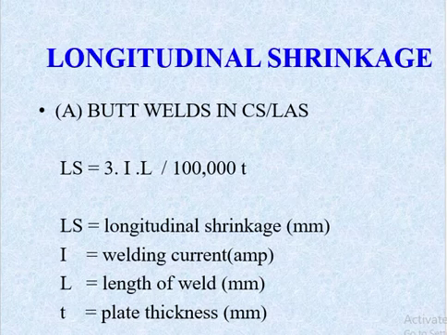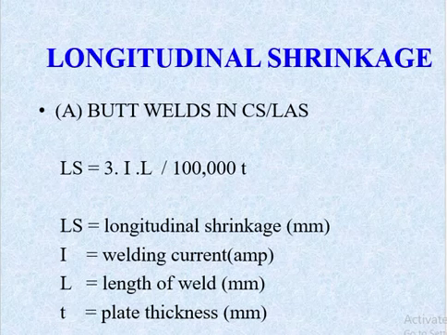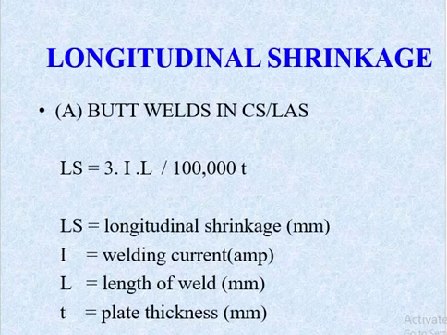Longitudinal shrinkage: how we can calculate it for a part welded in carbon steel or low alloy steel. Longitudinal shrinkage equals 3 times I times L divided by 10 to the power 5 times T. What is LS? LS means longitudinal shrinkage, I means welding current, L means length of the weld, and T means plate thickness. So we can get the shrinkage with this formula.